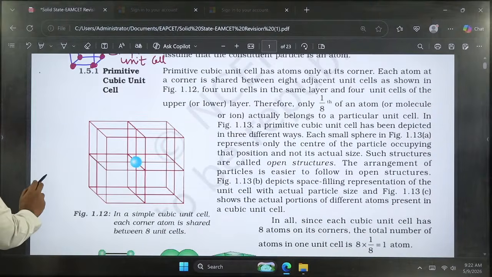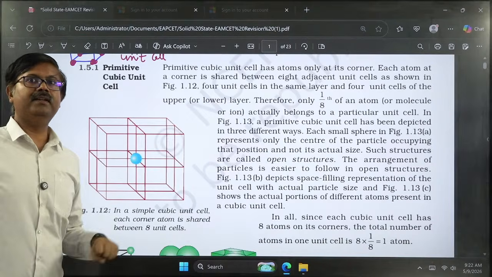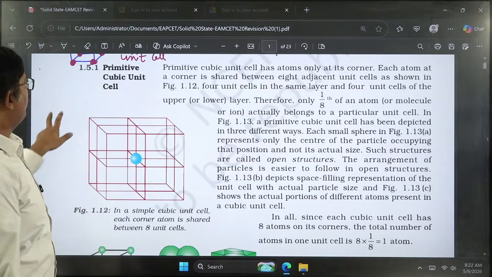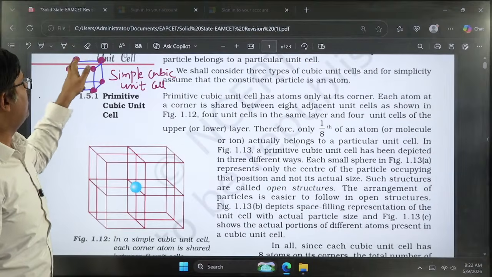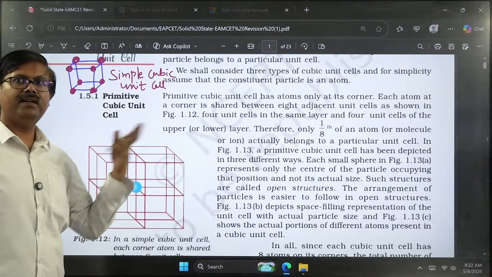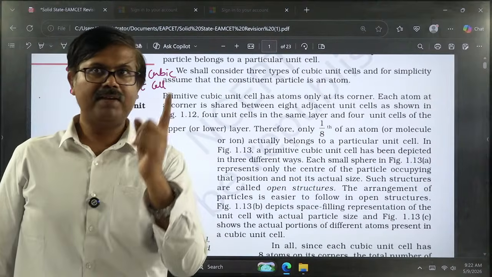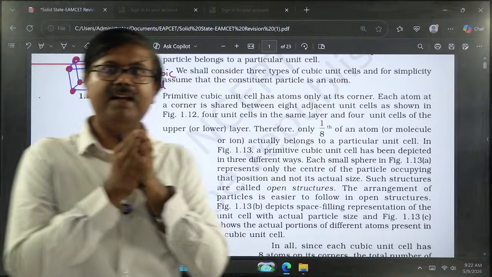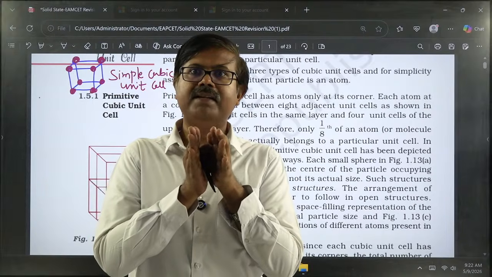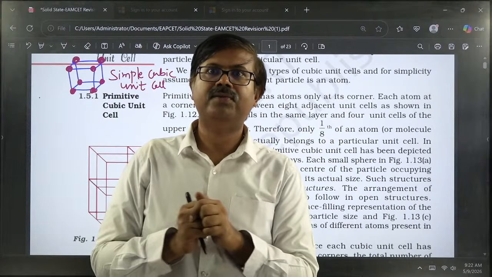First, the primitive cubic unit cell. We will see how many atoms are there per unit cell. You may say, sir, you have already explained, each corner has 1 atom, which means there are 8 atoms in the unit cell. Done? No. See, here 8 atoms are visible, but each atom is not entirely present within a unit cell. They are shared with other unit cells also.